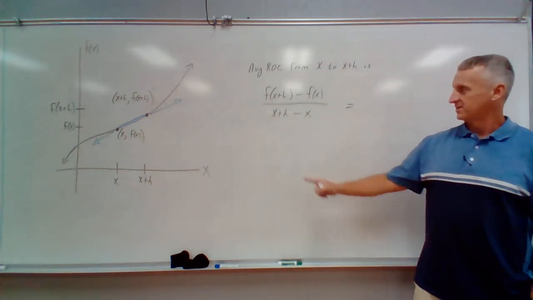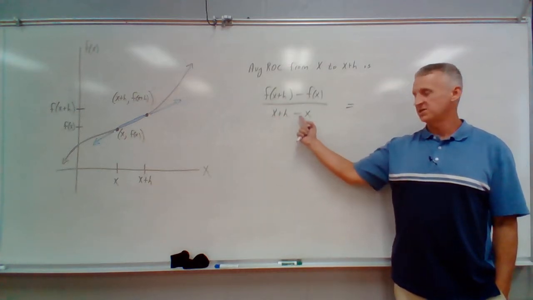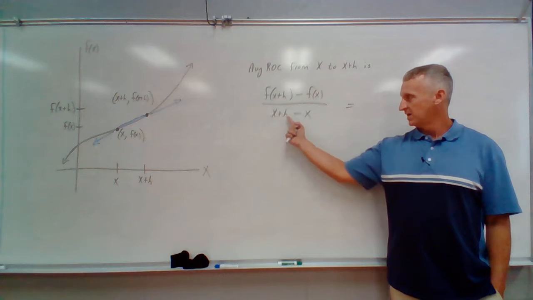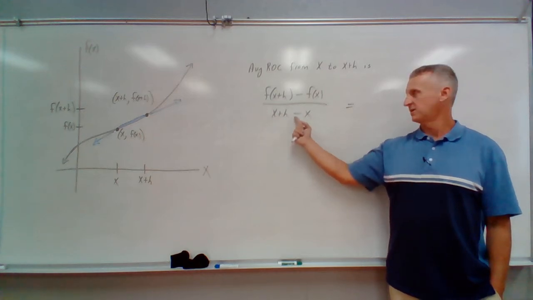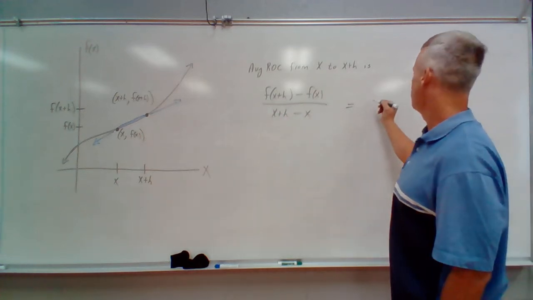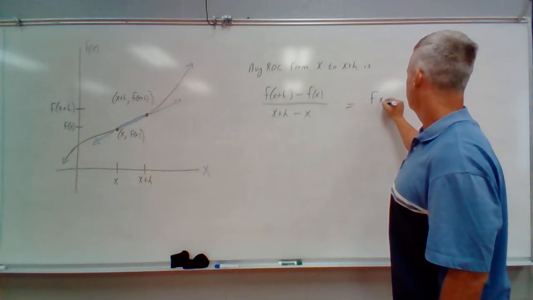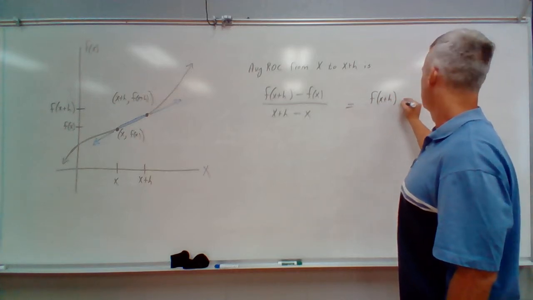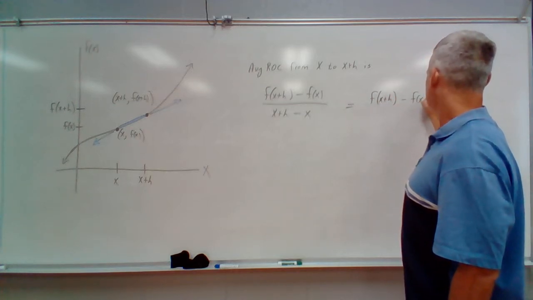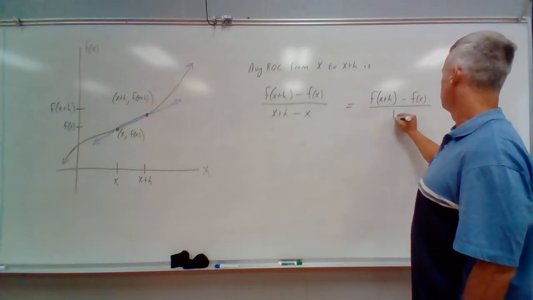We can simplify this. Here I've got x plus h minus x. X minus x cancels out and just leaves me with h on the bottom. So I've got f of x plus h minus f of x all over h.